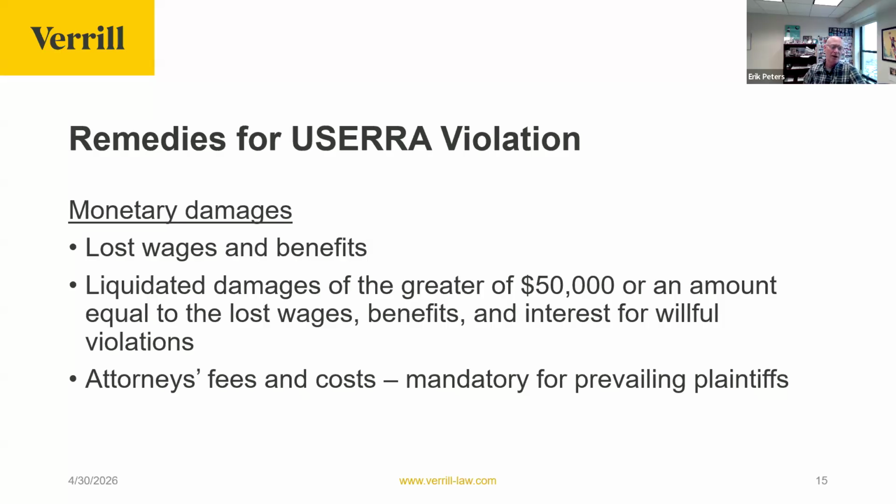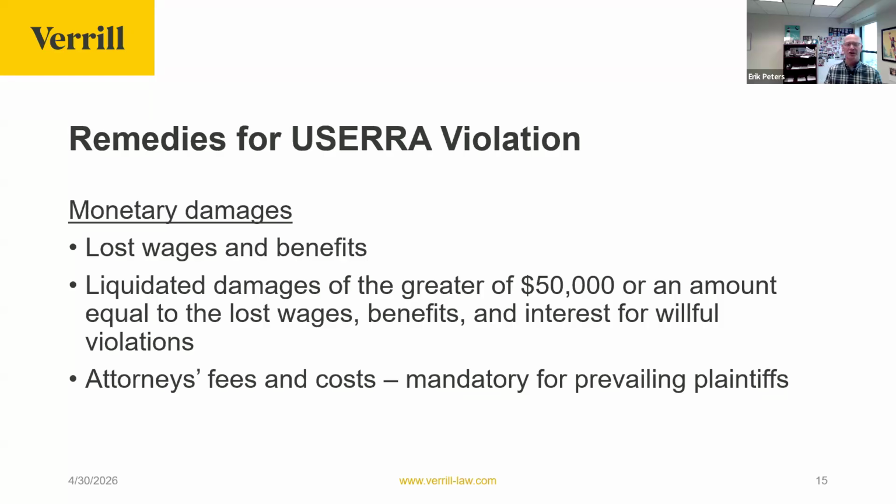So under USERRA, a successful claimant could get their lost wages and benefits. You fired me in 2024 for a reason that was illegal under USERRA. I win my case. I'm entitled to front pay, back pay, all that stuff that we're familiar with through our employment discrimination statutes that we work with regularly. There's also a provision allowing employees to get liquidated damages, either $50,000 or an amount equal to lost wages, benefits, and interest for willful violations, whichever of those two things is greater.